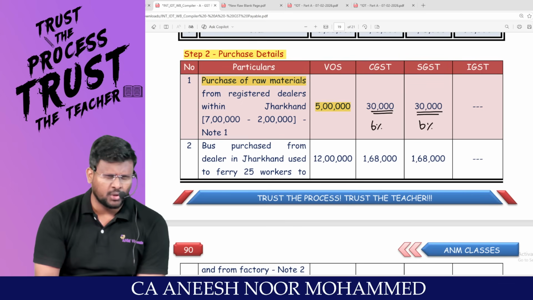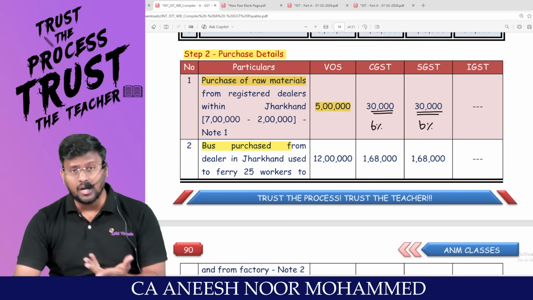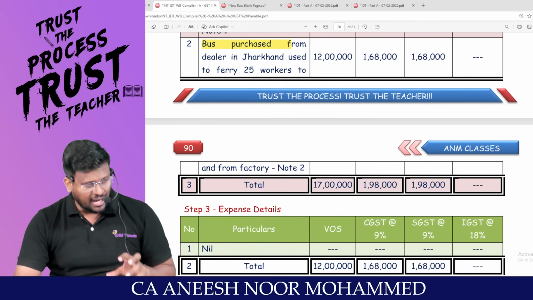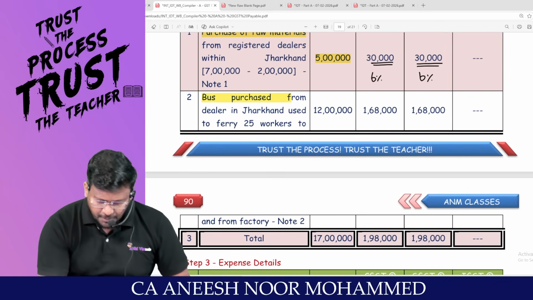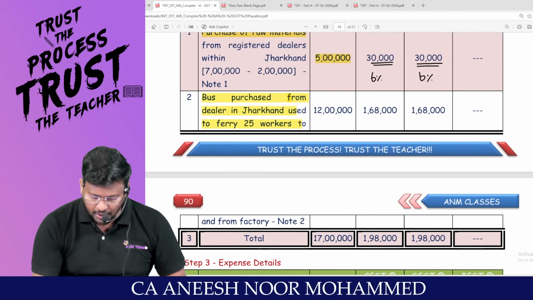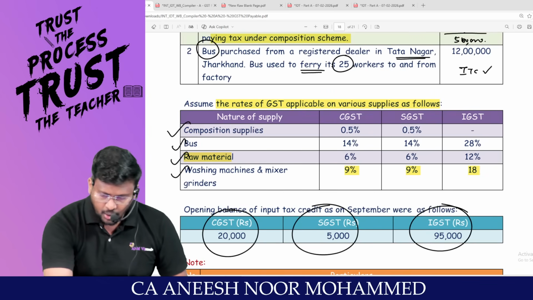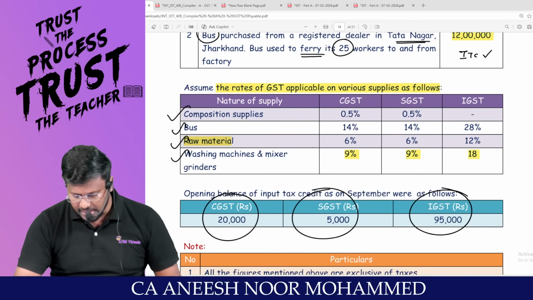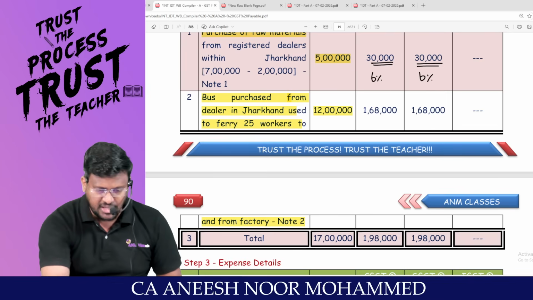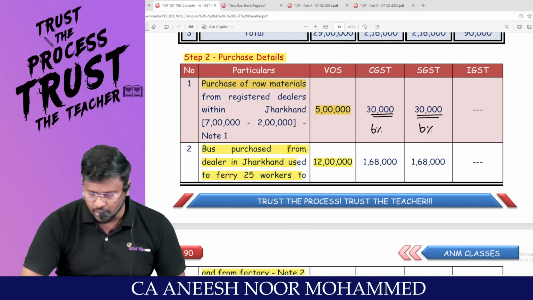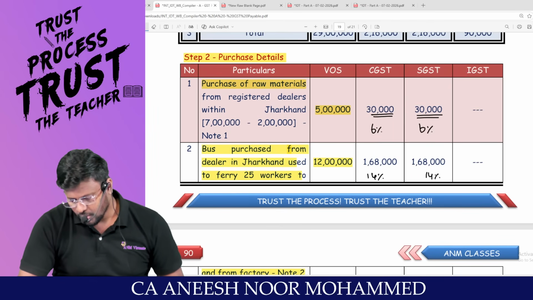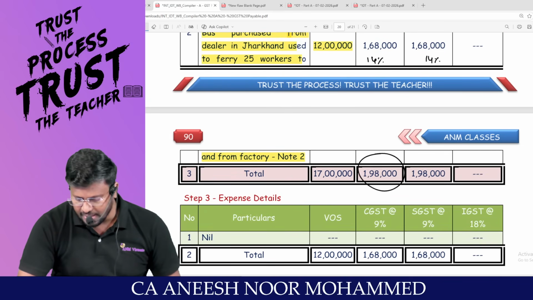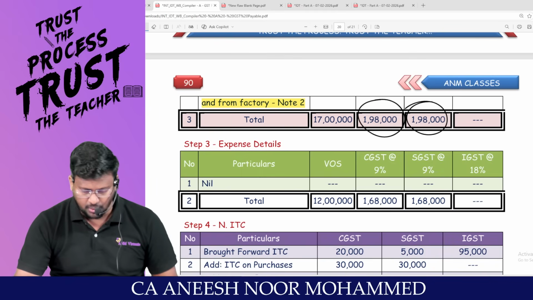Sir, if you want, you can show the bus as a purchase, or if you want, you can show the bus as an expense also. There is no fight about where to show, because these are our formats only. Bus purchased from a dealer in jargon, used to ferry 25 workers to and from the factory. Total value of the bus is 12 lakh. Happily, you can claim ITC on it. For the bus, it is 14% and 14%. 12 lakh into 14%, 1,68,000. Total 1,98,000 and 1,98,000 is the total ITC.